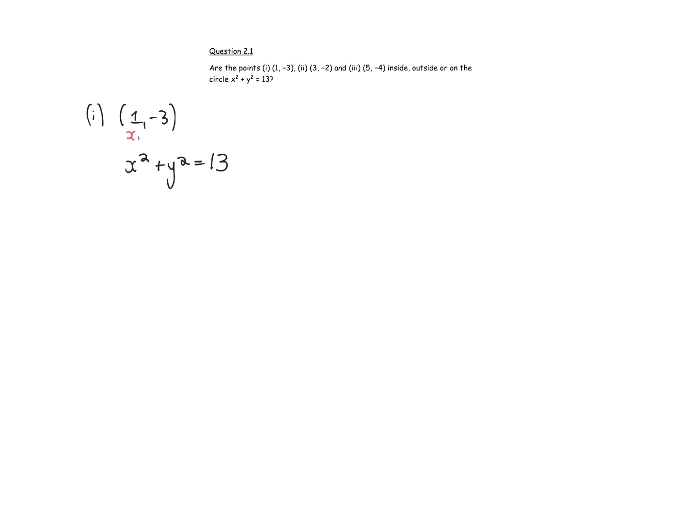The point we have is (x1, y1), and all we do is sub it in. So x is replaced with 1, and that's squared, plus y, which is -3, and that's squared, compared to 13. 1 squared gives us 1, plus (-3) squared gives us 9. 1 plus 9 gives us 10. And we say to ourselves, is 10 equal to 13? Well, no, it's not. 10 is less than 13. And because 10 is less than 13, we know that the point (1, -3) is inside the circle x squared plus y squared equals 13.